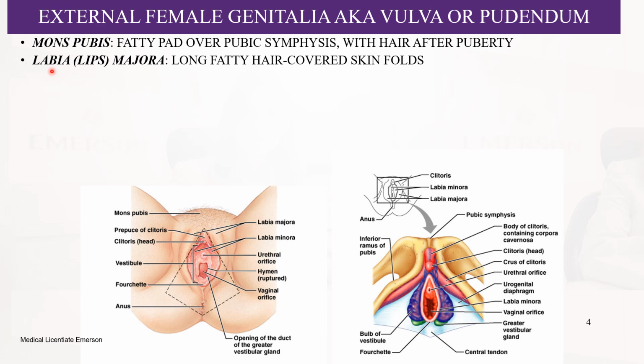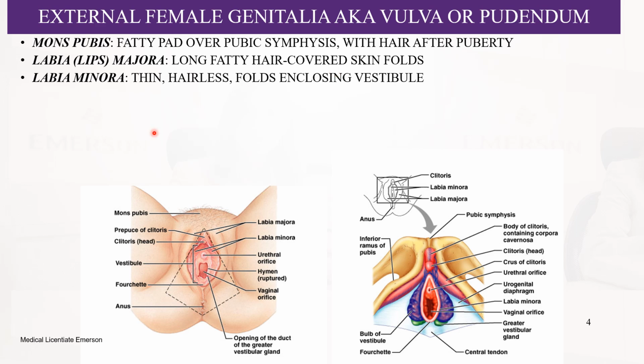I like asking this in a structured question where I ask, what's the Latin word for lips? Then of course the answer is labia. Then there are labia majora, which are long, fat, hair-covered skin folds. Then you have the labia minora, which are thin, hairless folds enclosing the vestibule. And if you've seen in the deep, though not necessarily part of the vulva, there are some glands that you also need to take note of.